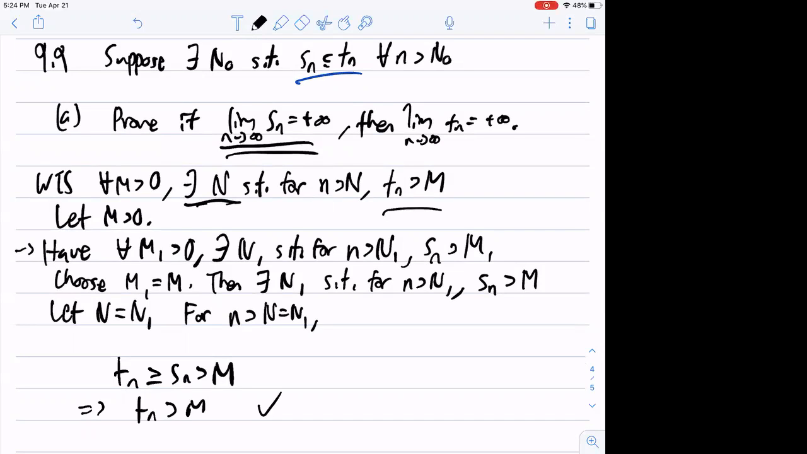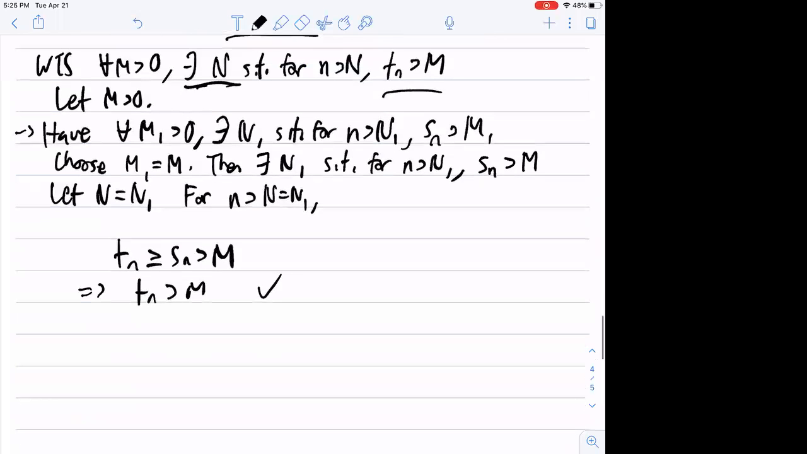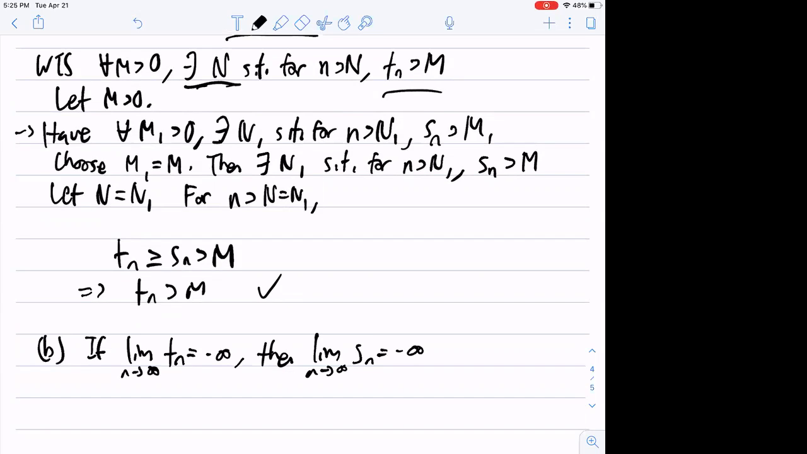Okay, so I normally don't do the second part of questions, but since the second one is negative infinity, let's just do it. Part B says: if the limit as n goes to infinity of Tn is negative infinity, then the limit as n goes to infinity of Sn is negative infinity. I'm doing this just so everyone gets a taste of what the negative infinity definition is. So let me go back up.